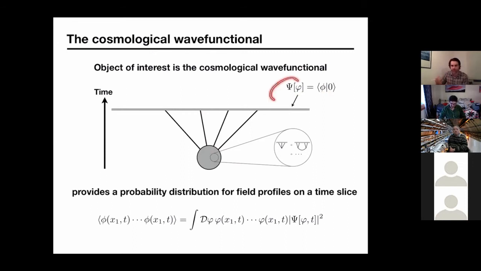And so exactly like in quantum mechanics, if I want to extract a correlation function at this time, I just take the wave functional, I square it, multiply by a bunch of operators, and integrate. Okay, exactly the same way I would do in quantum mechanics.